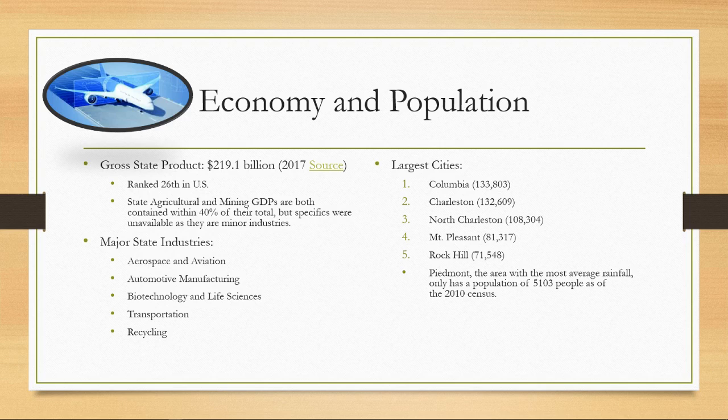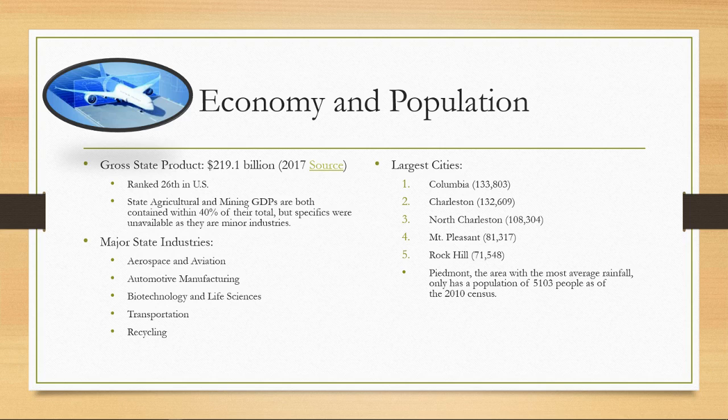Its economy and population, South Carolina's gross state product is at 219.1 billion as of 2017, and it's ranked 26th in the U.S., and it's actually stayed consistently ranked 26th in the U.S. since 2008, which was the last other recorded instance I could find of their gross state product. They have stayed completely at 26th in the past decade.